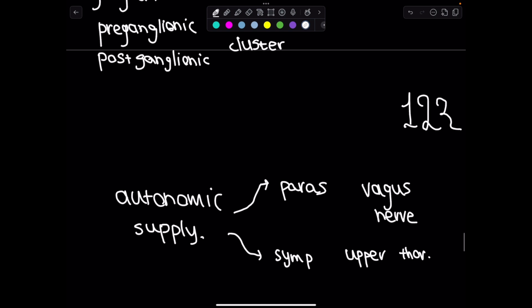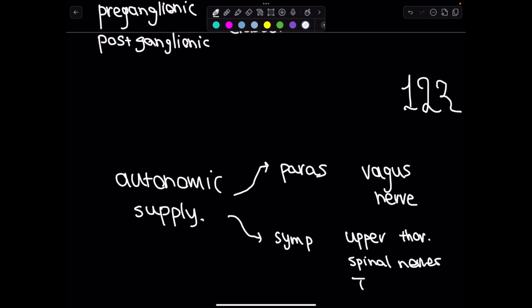Some somatic sensory fibers from spinal nerves via intercostal nerves also innervate nearby structures like the parietal pleura for pain.